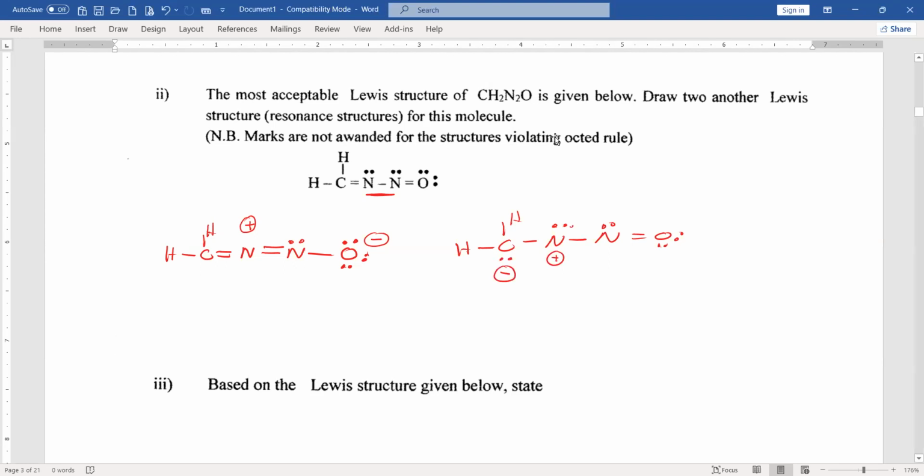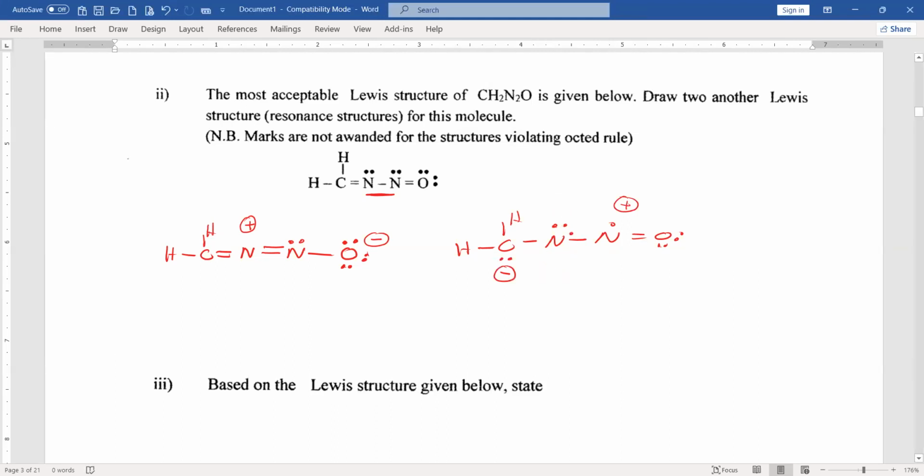And the octet is not completed around this nitrogen. So one of these electrons again will be given to this nitrogen. Because of giving an electron, this becomes negative and this becomes positive. Now we have a positive and a negative, so it becomes neutral. So I can remove these charges.